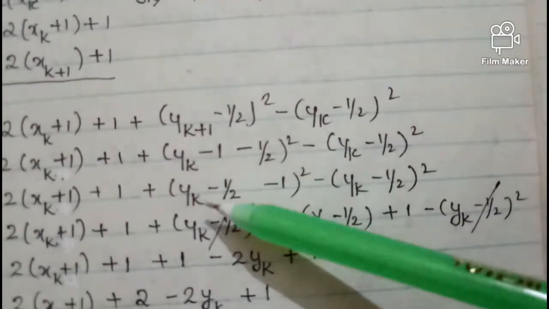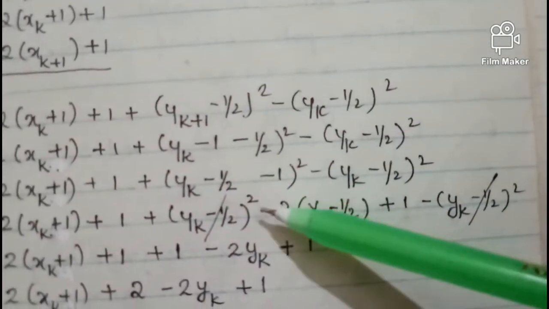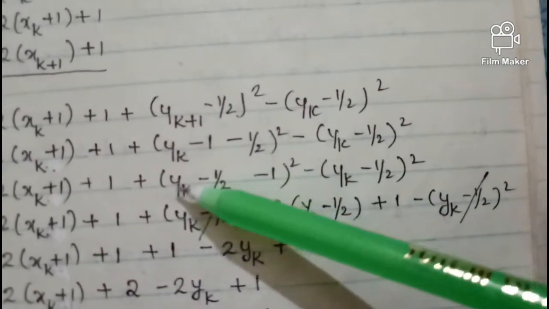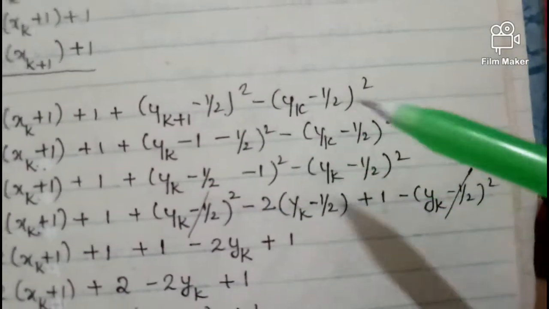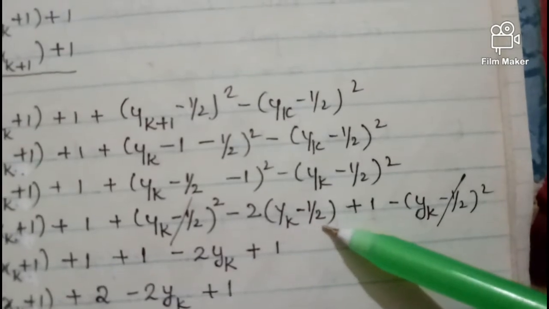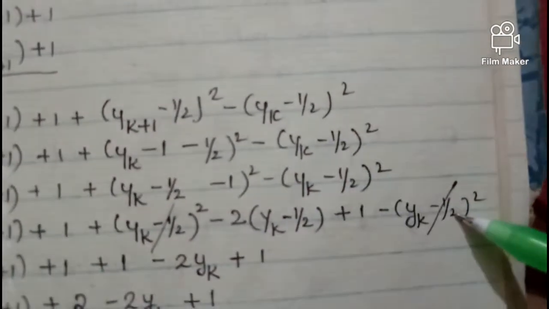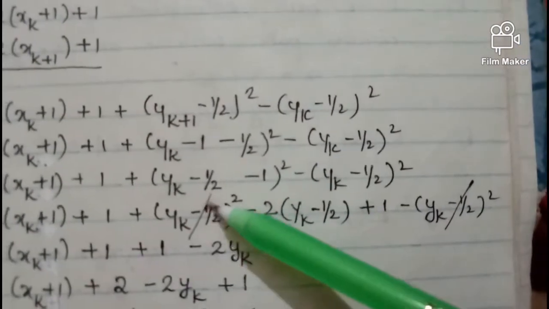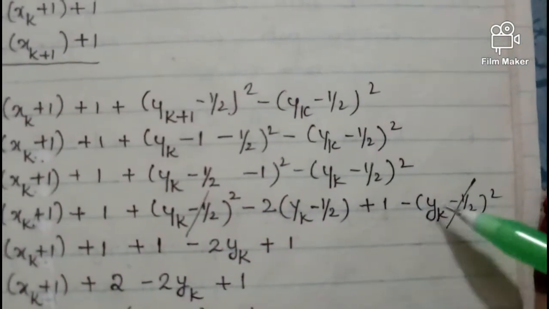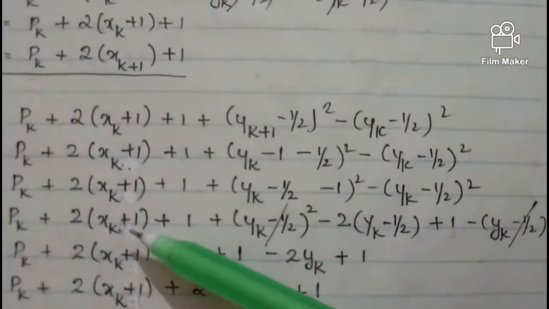A square will become (yk minus half) the whole square. Minus 2ab is minus 2 into a into b, that is minus 2 into (yk minus half) into 1, plus b square, that is plus 1. After expansion, the yk minus half and minus yk minus half terms will get cancelled off.